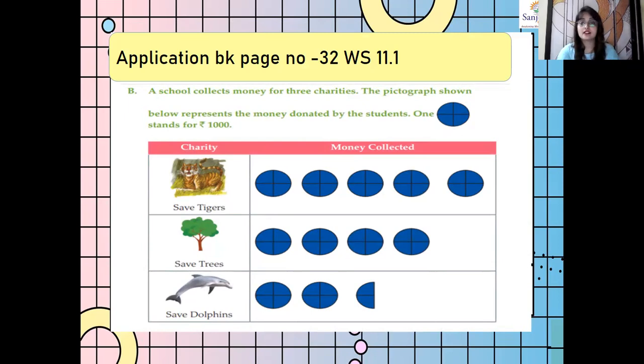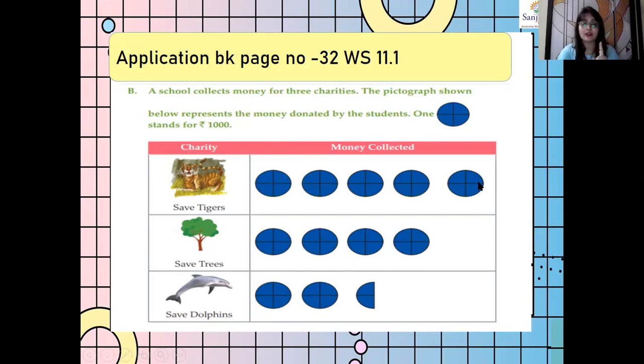Now this one circle, can you see one circle? It has 4 parts, but this one full circle stands for rupees 1000. Now look at the pictograph. The three different charities are Save Tigers, Save Trees, and Save Dolphins. So money collected for Save Tigers. How many circles are given? 1, 2, 3, 4, 5. And each full circle stands for rupees 1000.